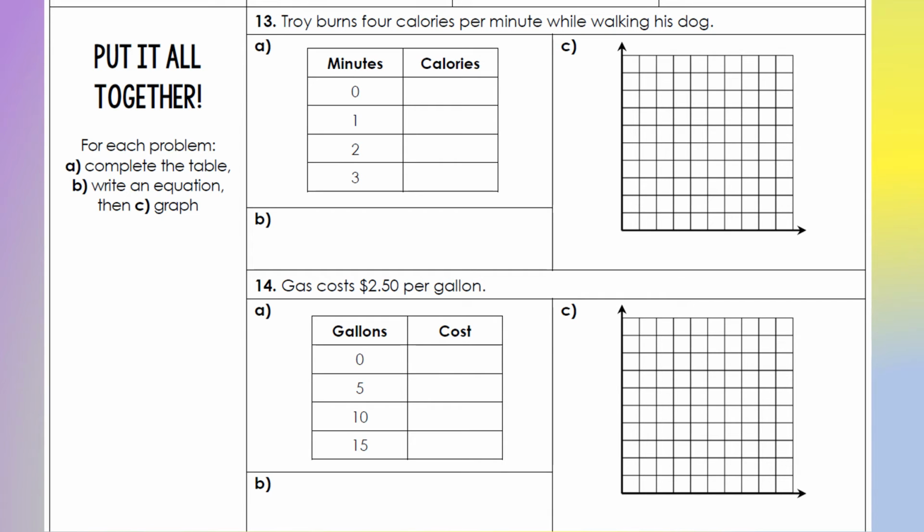Okay, put it all together. For each problem, complete the table, write an equation, and then graph that. Troy burns 4 calories per minute. At minute 0, he has burned 0 calories. At minute 1, he has burned 4 calories. 4 calories per minute. At minute 2, 8, and at minute 3, 12. I'm just adding 4 each time.